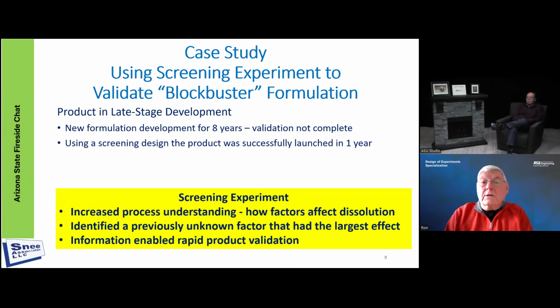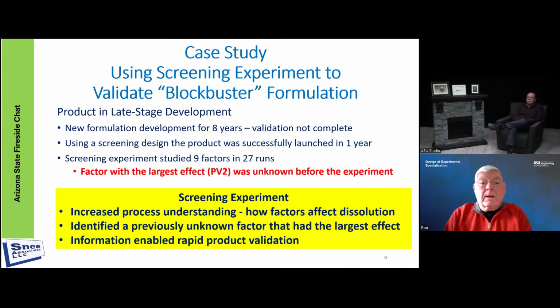So they used a screening design to launch this, and they were able to launch the product in really 1 year. The screening experiment, they were at 9 factors, 27 runs, and lo and behold, the results, what did they find?